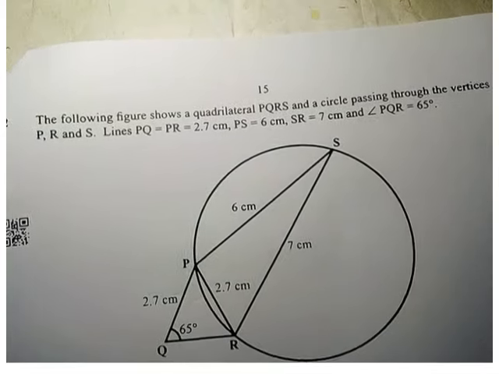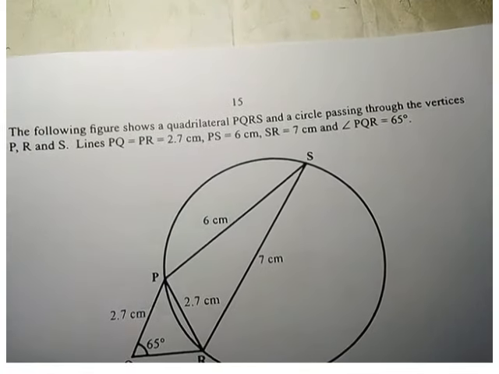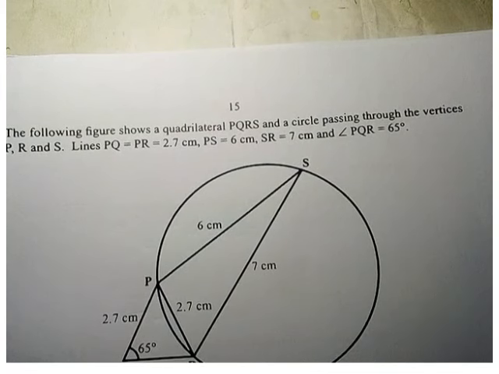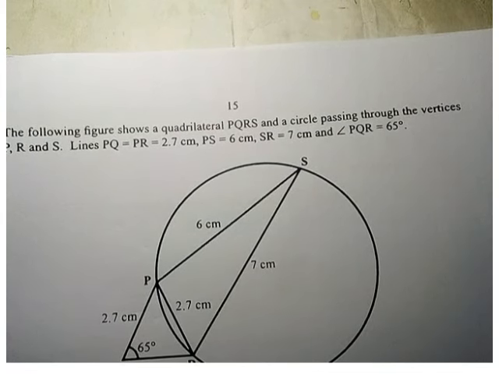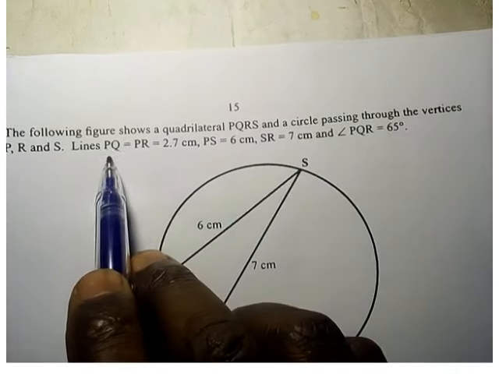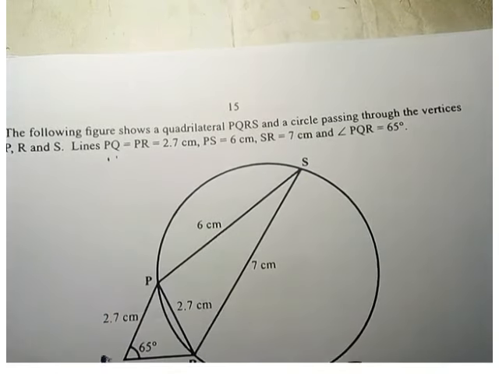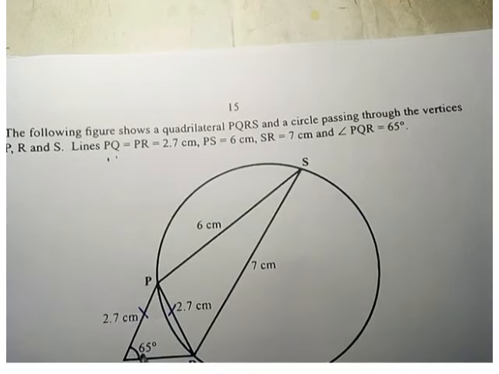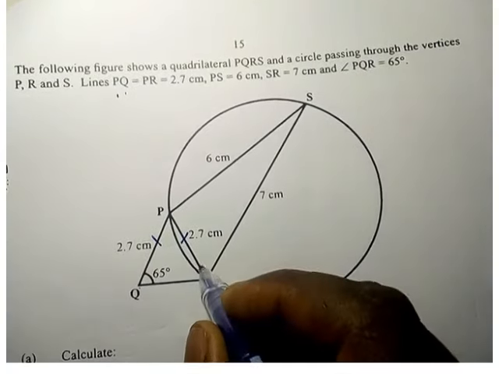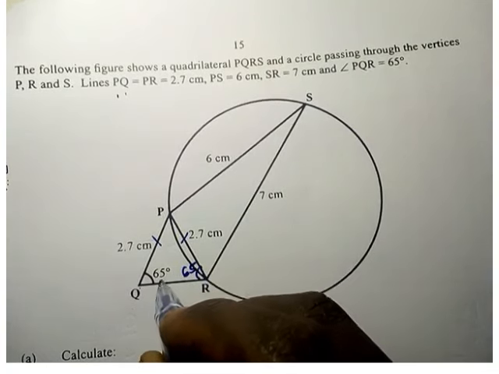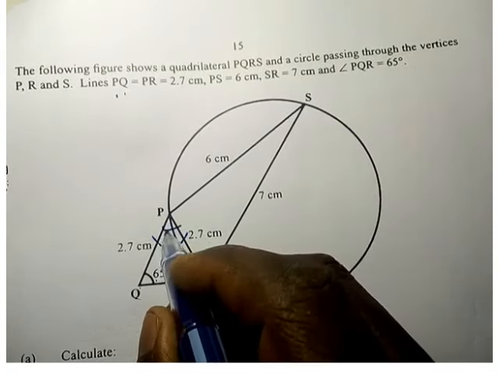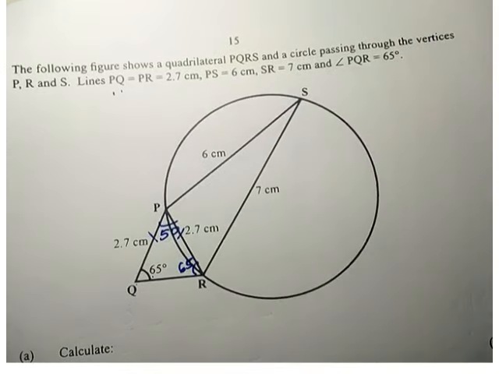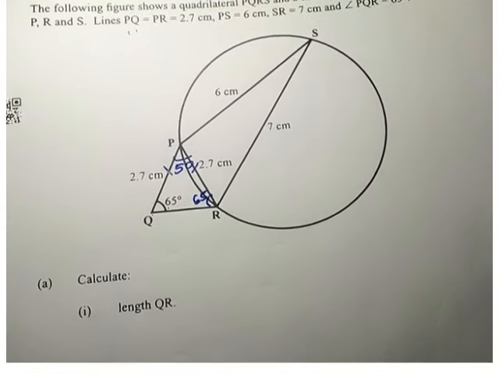Number 22. The following figure shows a quadrilateral PQRS and a circle passing through the vertices. This one is equal to this. The most important information here is that PQ is equal to PR, so this and this are the same. So if we have 65 down here, also this angle is 65. And if this is 65, 65, this angle here is 50, 180 minus 130. That is the most important information that you have there.